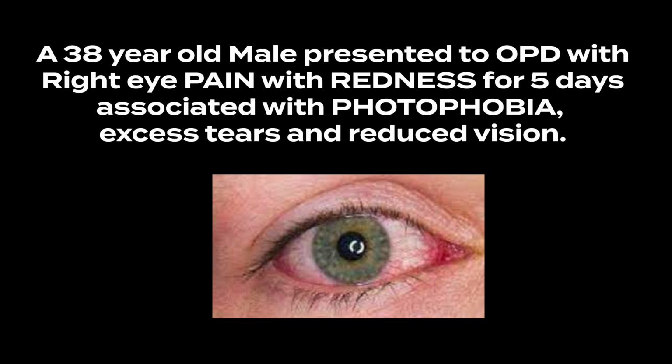Anterior uveitis. An example of a clinical case presentation would look like this. A 38-year-old male presented to OPD with right eye pain with redness for 5 days, associated with photophobia, excess tears, and reduced vision. On examination, circumcorneal congestion, grade 4 cells, and grade 3 flare in the anterior chamber were observed.